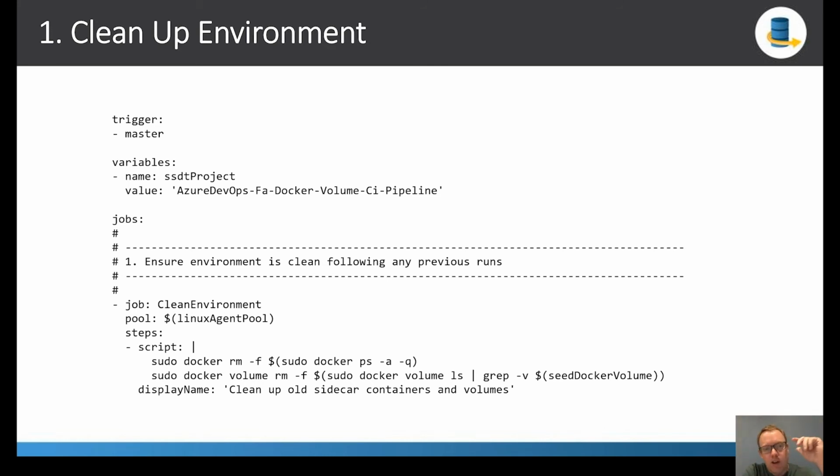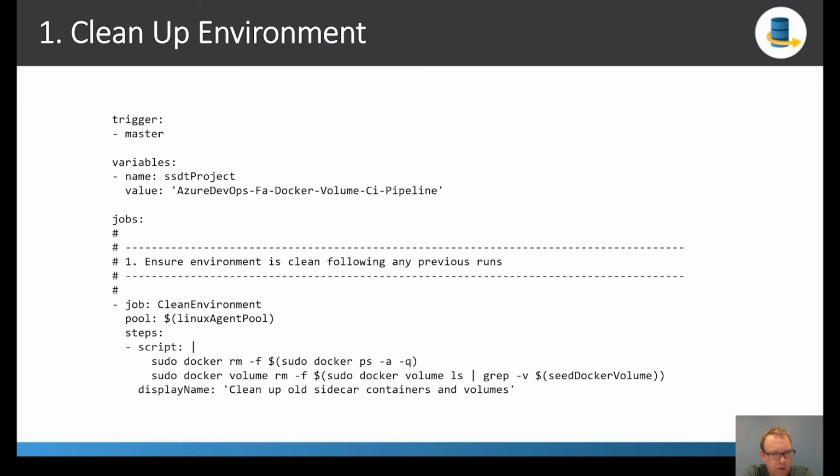Okay, so there's 5 jobs. You have to have at least 1 job per pipeline. A job is comprised of steps, and a step consists of 1 or more tasks. Okay, so this is executing against the master branch. We can have as a trigger a pull request.